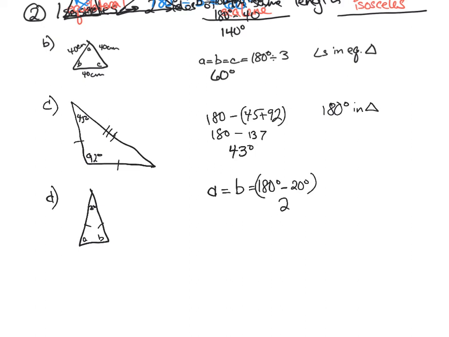And my reasons here would be 180 degrees in a triangle and angles in an isosceles triangle, because I know that all of them together have to be 180 degrees, but I don't know what the two that are the same are. So I have to subtract my 20 degrees, and then I'll have the two A and B, so I divide by 2. So A equals B equals 160 divided by 2, so A equals B equals 80 degrees.